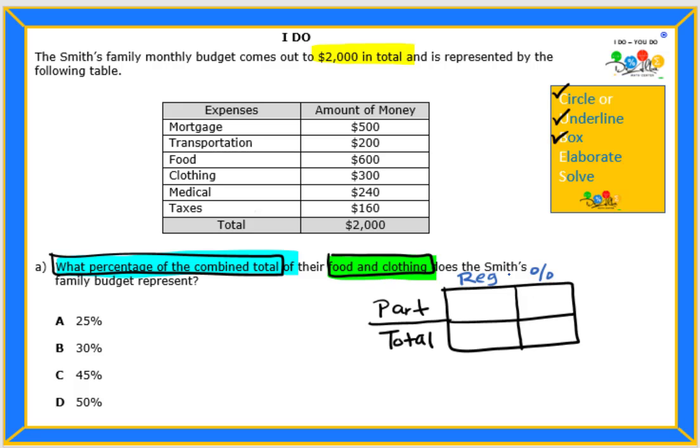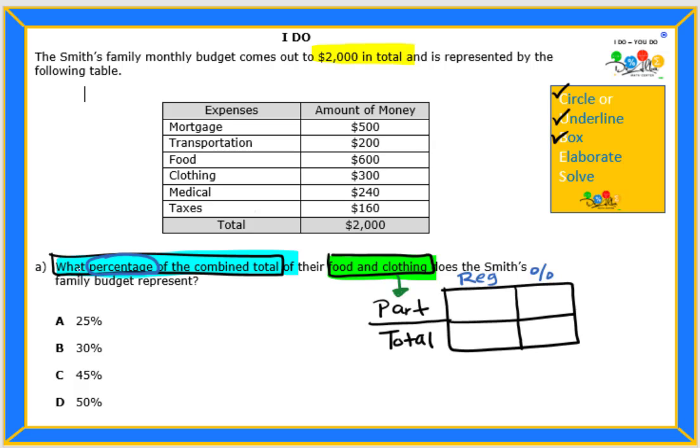So in this problem, the part that we are interested in is the food and clothing. So that's the part that we want. And the total has already been given to us in the table, so we don't need to add up all of the amounts. And then we know that the question is asking for a percentage. So our answer needs to be in percentage. And so that's going to help us fill in this percent box.